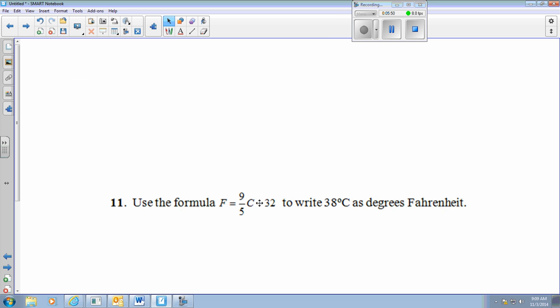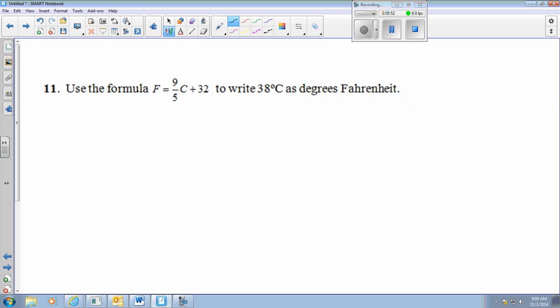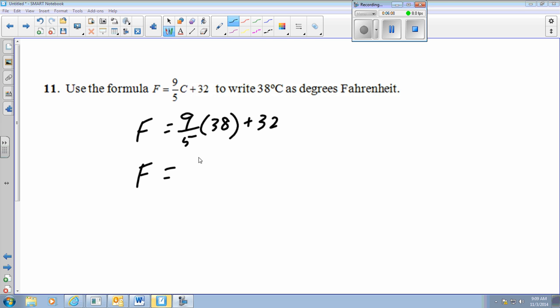For this one, if they tell us the Celsius degrees, we're going to plug that in for C in the formula. The first thing that we have to do is multiply the 9/5 times 38, and I'm going to get 68.4 plus the 32. So the Fahrenheit temperature, when the Celsius temperature is 38, would be 100.4 degrees Fahrenheit.